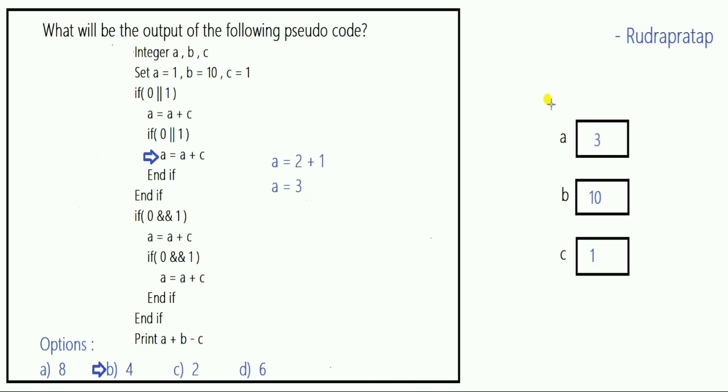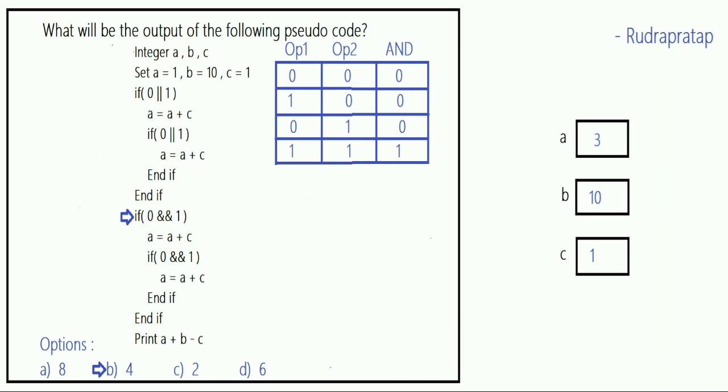After that we have to check another if condition in which we have 0 and 1. So we know that if any of the conditions of an AND operator is 0 then it will return 0, as we can see in the truth table. So it will return 0, and we cannot execute the body of if.